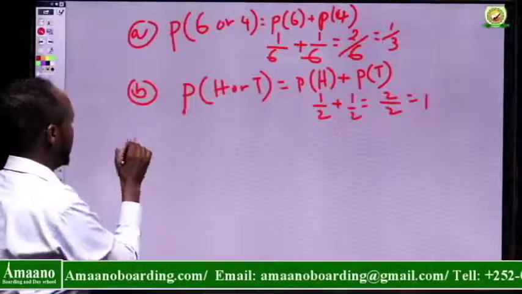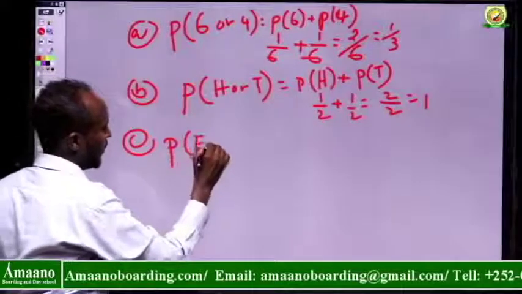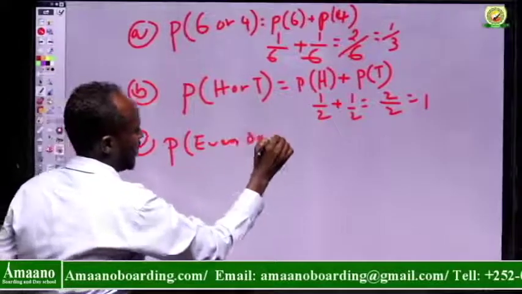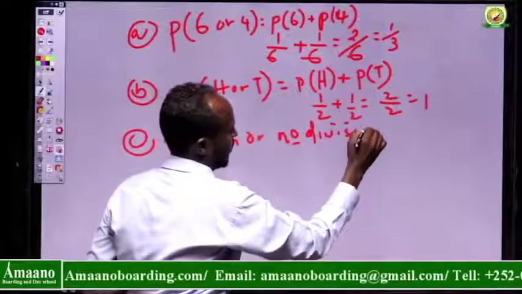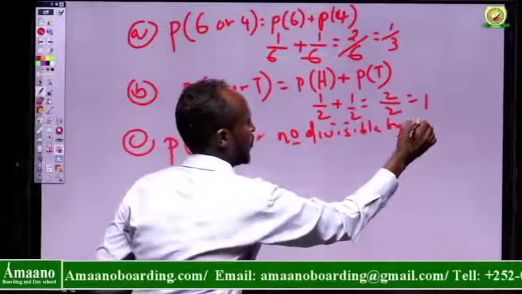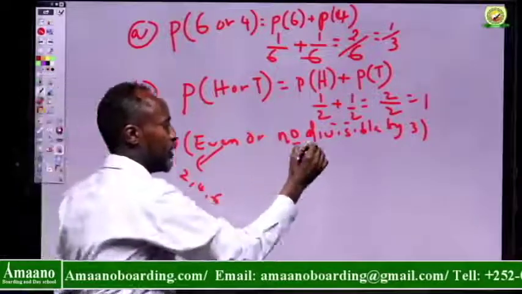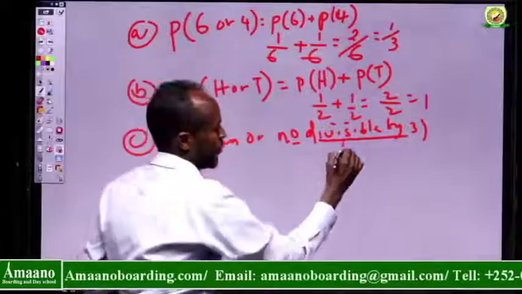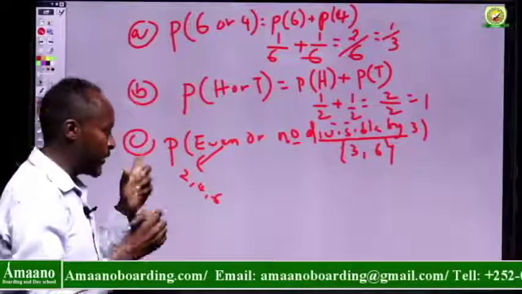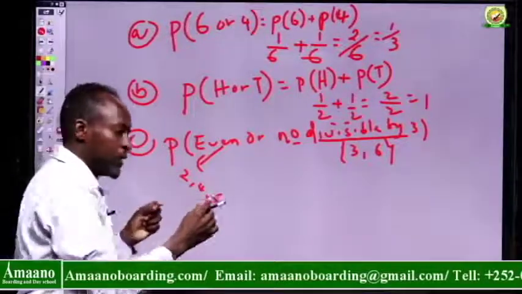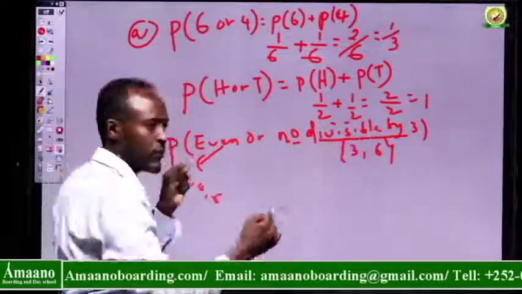Okay, number C. We are asked to find the probability of getting an even number, or a number divisible by 3. Look here, on a die, how many even numbers do we have? It can be 2, 4, or 6. How many numbers are divisible by 3 on the die? We have 3 and 6. Therefore, these two events are not mutually exclusive events. As you can see here, if you roll the die and get 6, that is an even number, and at the same time it's divisible by 3.